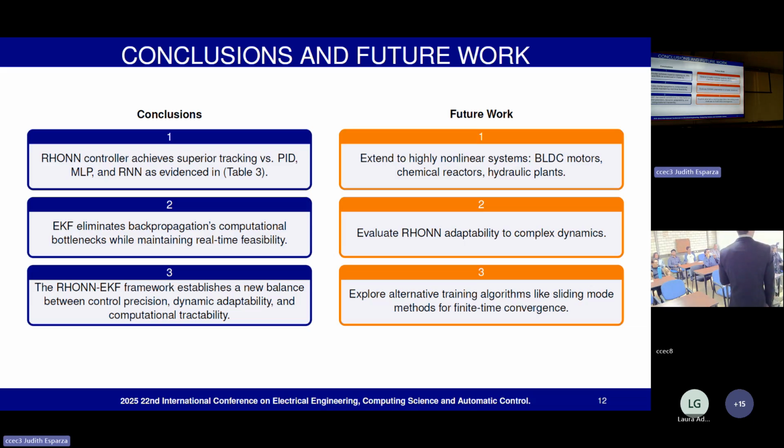We need to evaluate this approach on more complex dynamics. Future work number 3 is to explore alternative training algorithms, such as those based on sliding mode methods like super twisting algorithms, to explore finite time convergence. We are currently working on future work number 1 and number 3, because we are trying to extend this to a BLDC motor trained with a super twisting algorithm.